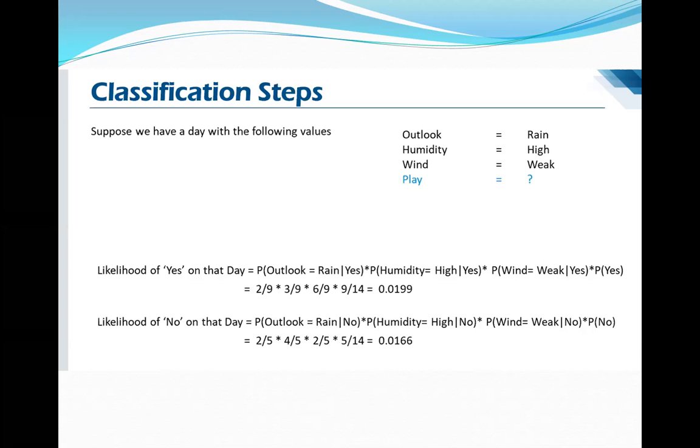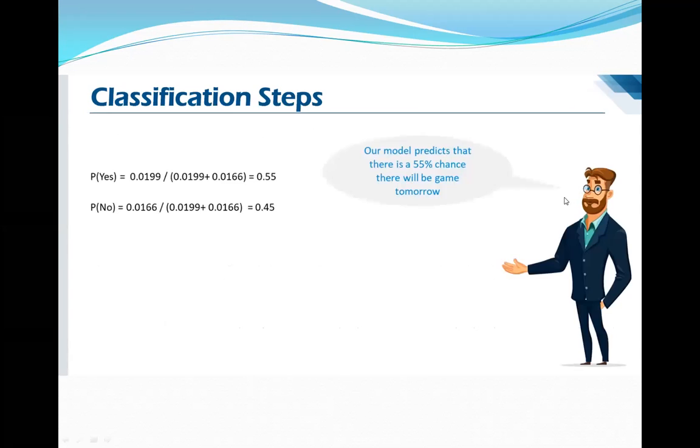What is our final rule? You have to identify the argmax. So which is the maximum value out of these two? Yes. The probability of yes is the maximum value. So the player is going to play. So our model predicts that there is a 55% chance there will be a game tomorrow.